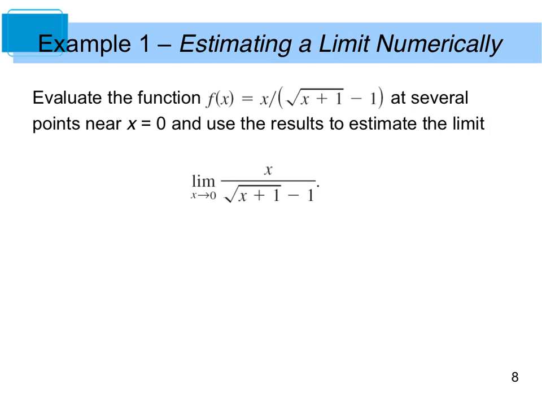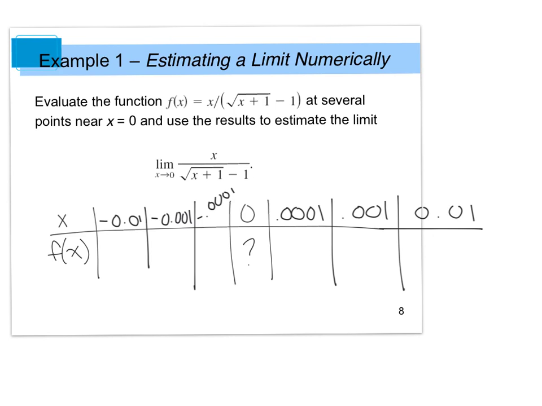Let's evaluate the function f of x equals x over the square root of x plus 1 minus 1 at several points near 0, and use the result to estimate the limit. Let's actually go ahead and create a table. All right, so this is our table that we were looking at. Let's go ahead and find these values.